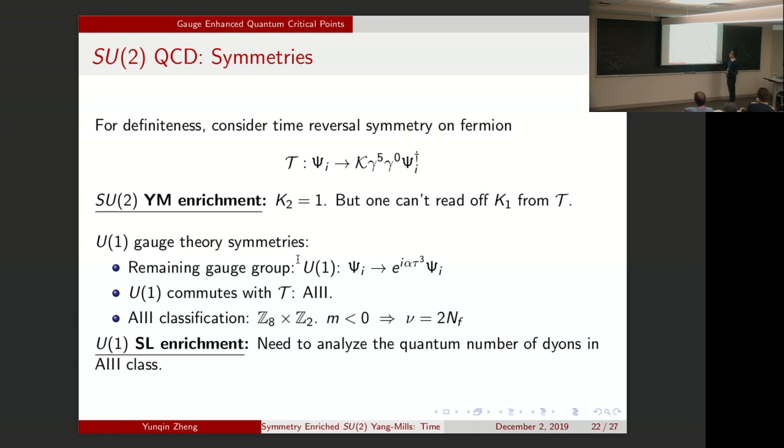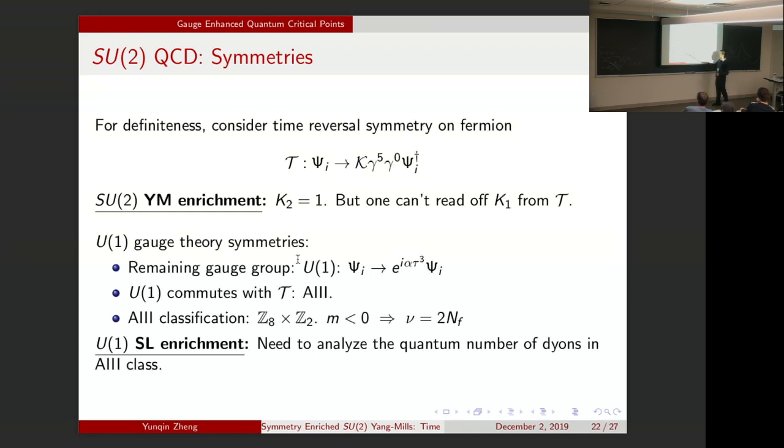But we'll eventually determine what K1 is using the anomaly flow. So next I'm going to discuss the symmetry fractionalization, the symmetry enrichments of the U1 quantum spin liquid. This is done by analyzing the symmetries of the U1 quantum spin liquid carefully.